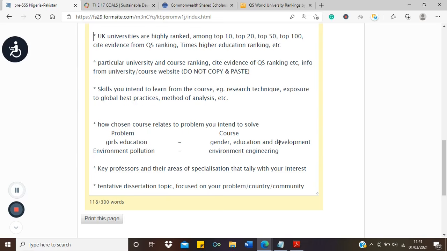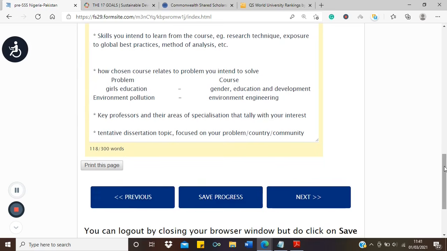Environmental pollution, environmental engineering, for instance, MSc environmental engineering, MSc sustainable engineering, MSc sanitation and aquatic life, something like that addresses the issue we're looking at. I think I talked already about the professors and the area of interest that also align with yours.